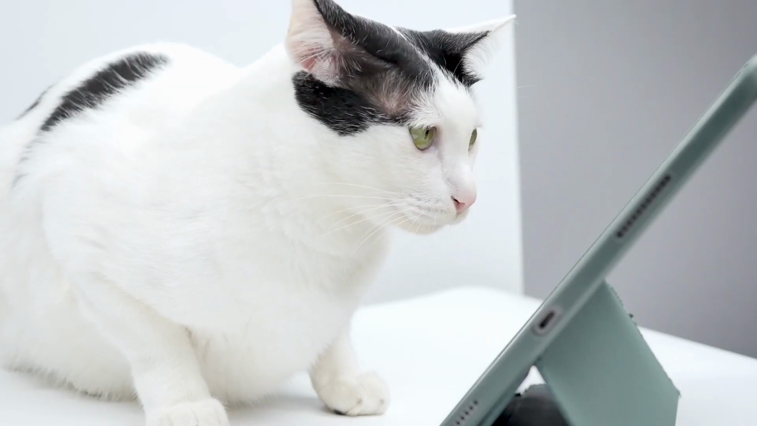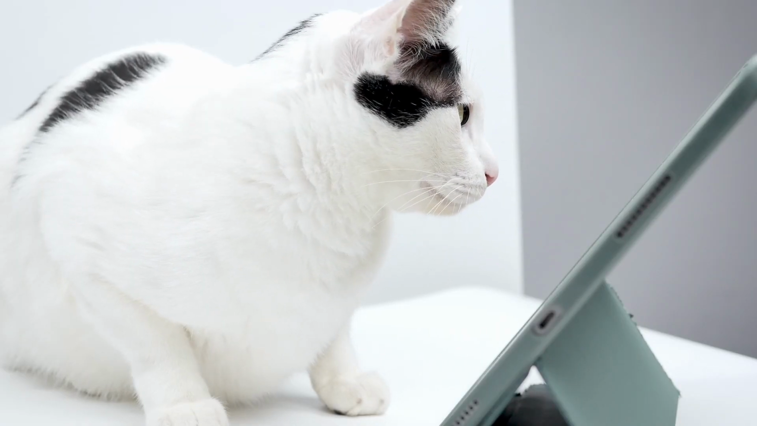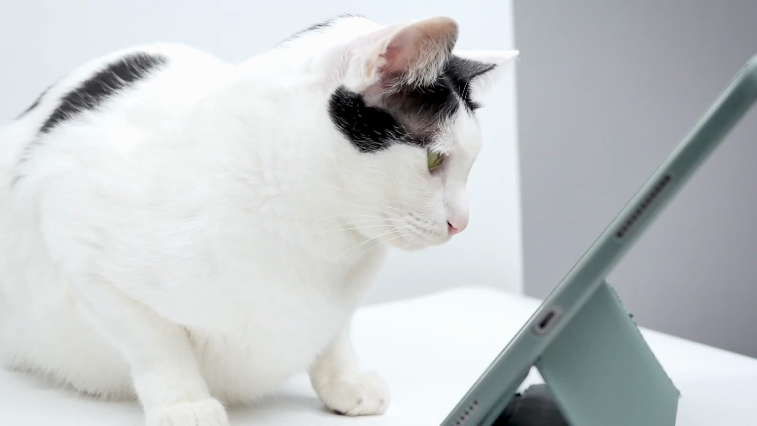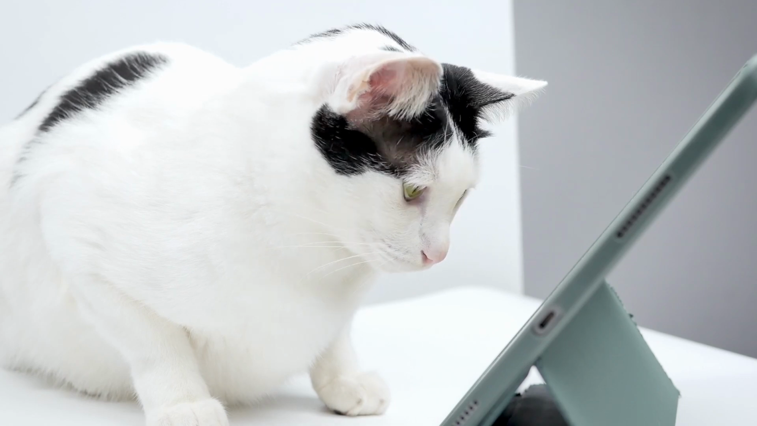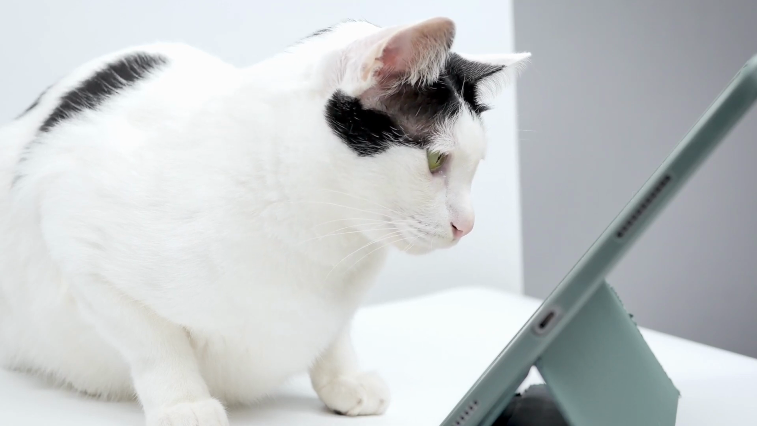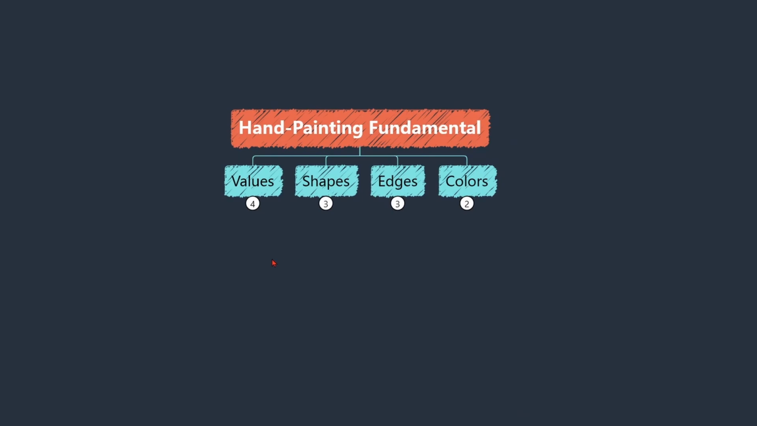To simplify the process and improve the precision, I will be using a graphics tablet instead of a mouse, which makes painting much more natural and intuitive. Hand painting fundamentals, which is values, shapes, edges, and colors. We will start with the values.